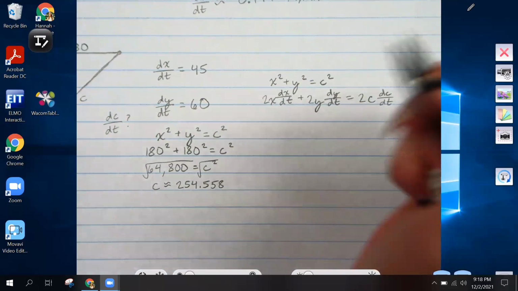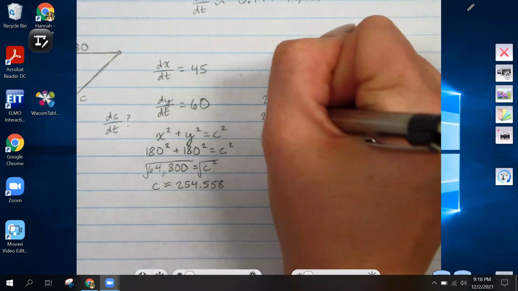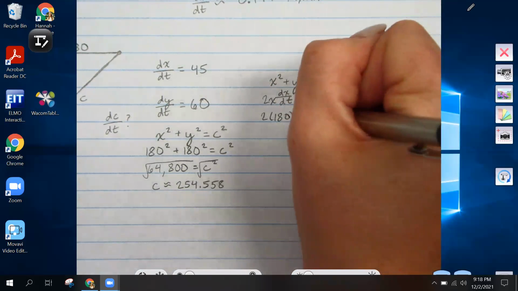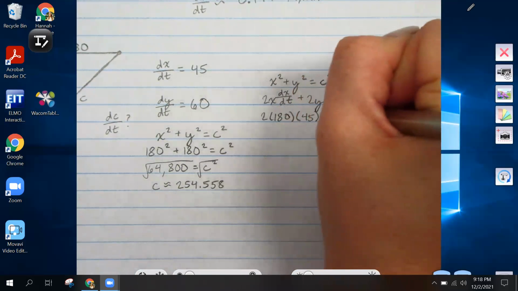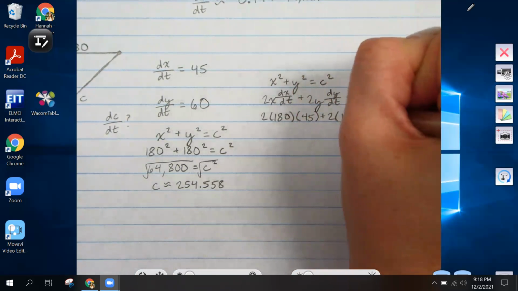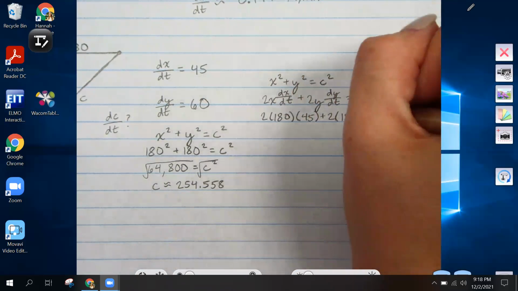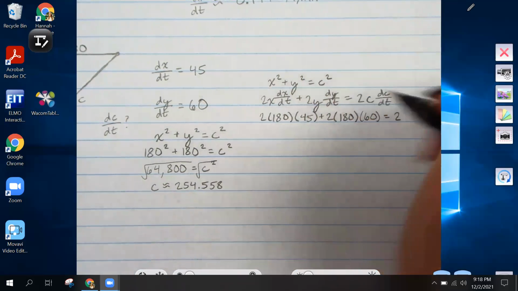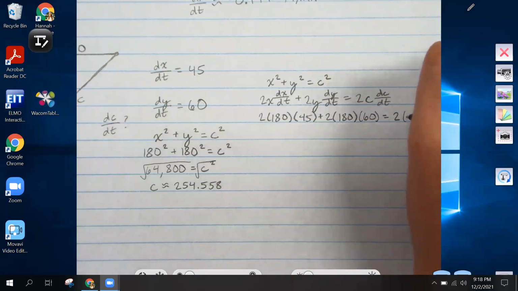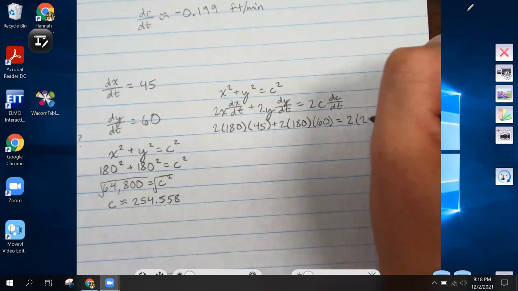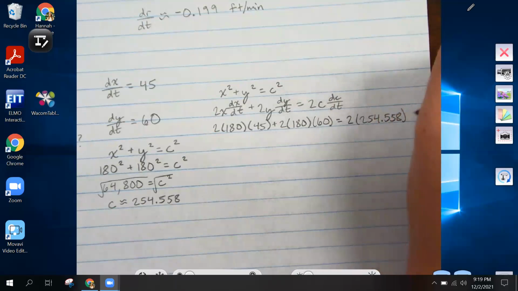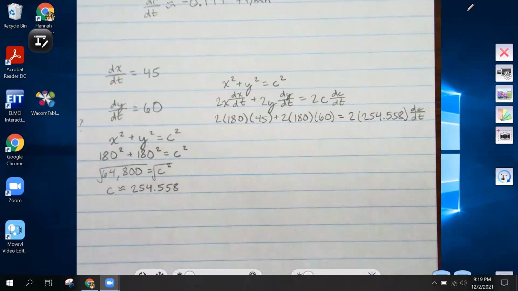Then we'll plug in the values that we know. We know x is 180. We know dx/dt is 45. We know y is 180 and dy/dt is 60. We just found C, 254.558. We don't know dc/dt. That's what we're trying to find out.